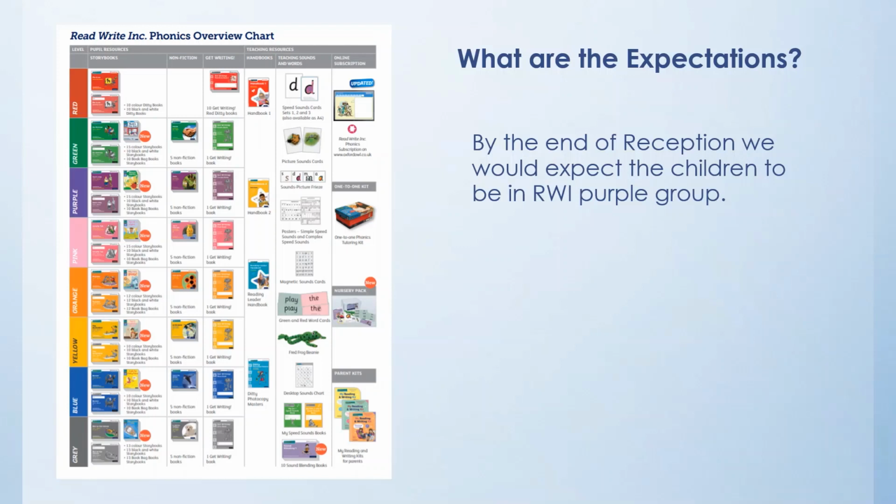When children start reception, they are learning those set one sounds. When they are ready to Fred Talk and read simple CVC words, they move on to Red Group and they start to read books. From that Red Group, they move on to Green and will hopefully finish in Purple by the end of reception.